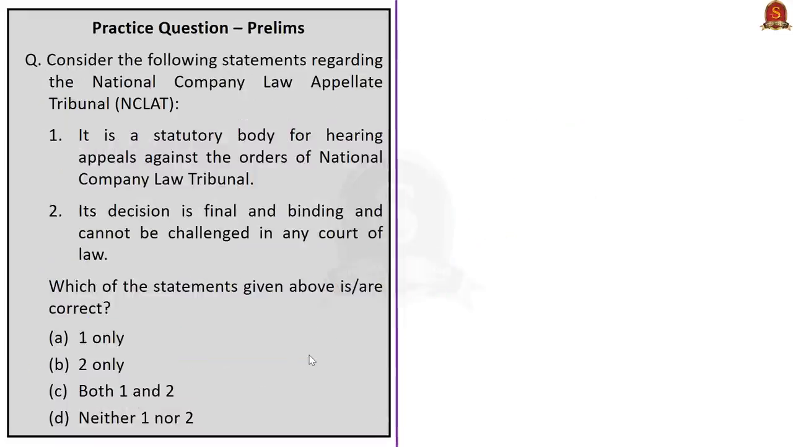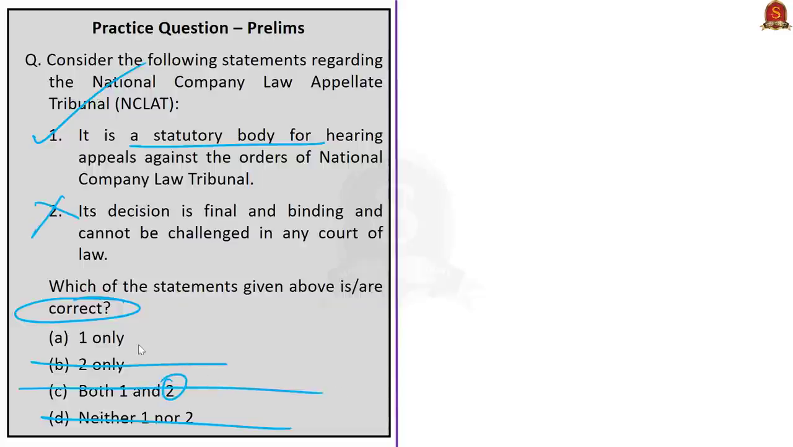Now, this question is with reference to NCLAT. 2 statements are given. They are asking which of the statements given above are correct. It is a statutory body for hearing appeals against the orders of National Company Law Tribunal. The statement is correct. Now, the second statement, its decision is final and binding and cannot be challenged in any court of law. Now, this statement is incorrect because NCLAT is not the final stage of appeal. Any person aggrieved by the order of NCLAT may file an appeal to the Supreme Court. So, the correct answer for this question is option A. Only the first statement is correct.